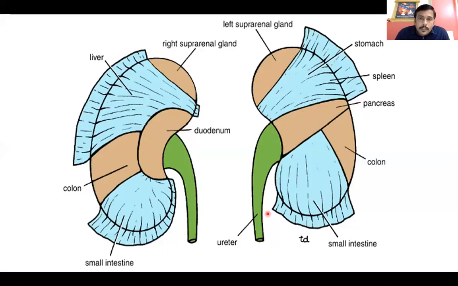So this is a picture representing the peritoneal relations for both kidneys. You can see this blue color represents the peritoneal covering here, where only the anterior surface is covered by peritoneum. Posteriorly, there is no peritoneum.